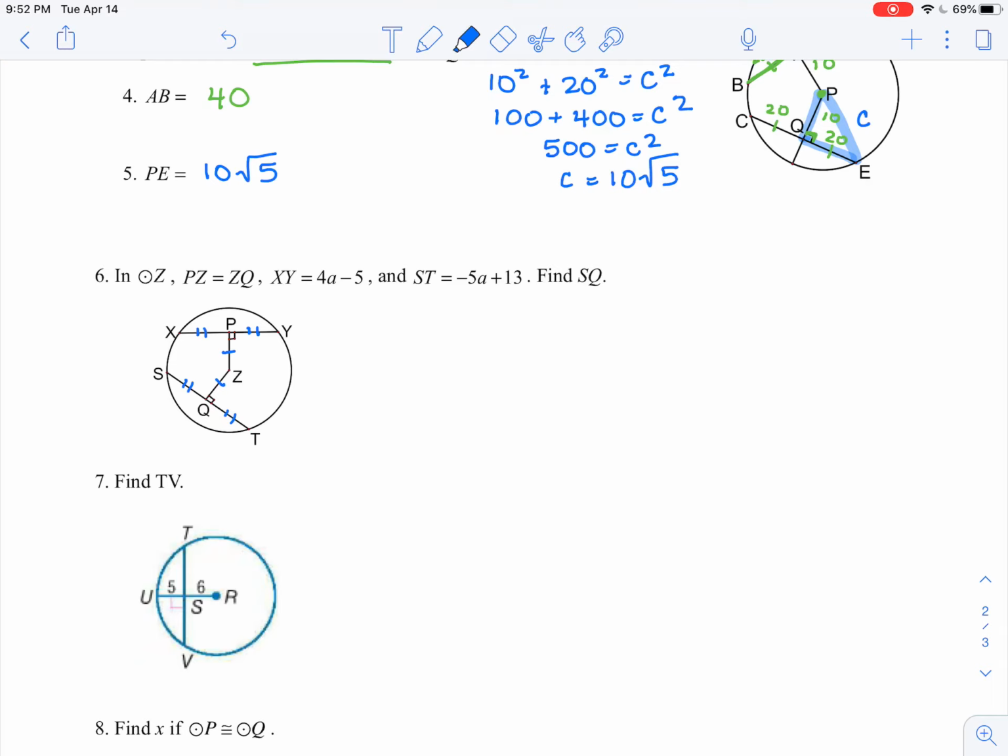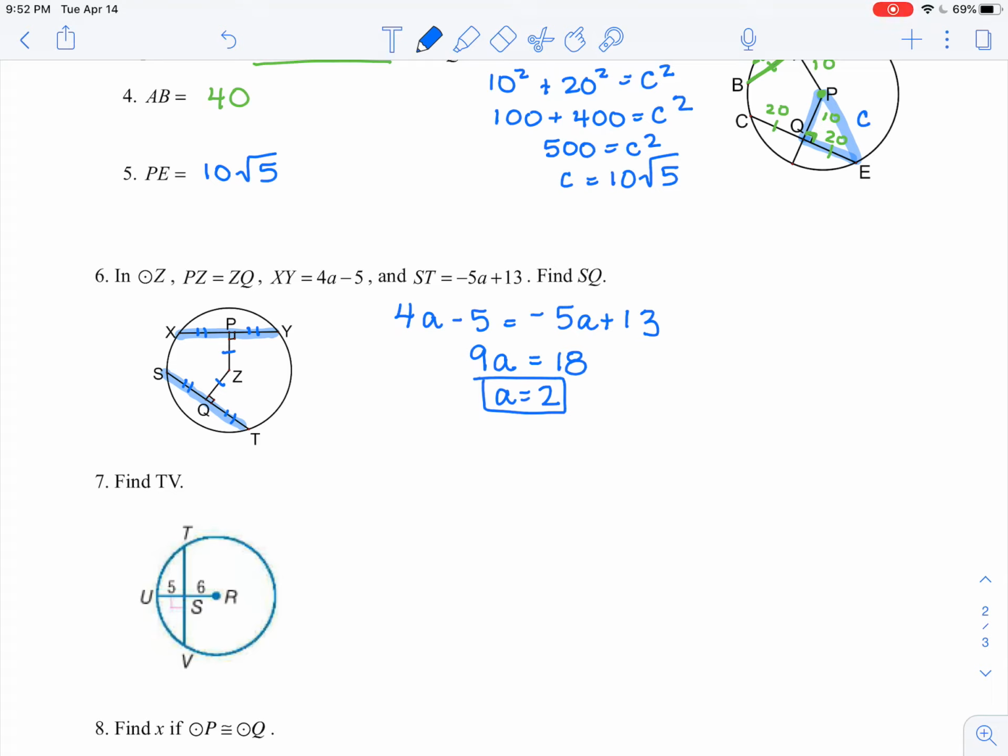Then it says XY is 4a minus 5 and ST is negative 5a plus 13. So those two chords have to be congruent. I can set their measures equal. 4a minus 5 equals negative 5a plus 13. When you solve for a, 9a should equal 18, which makes a 2.